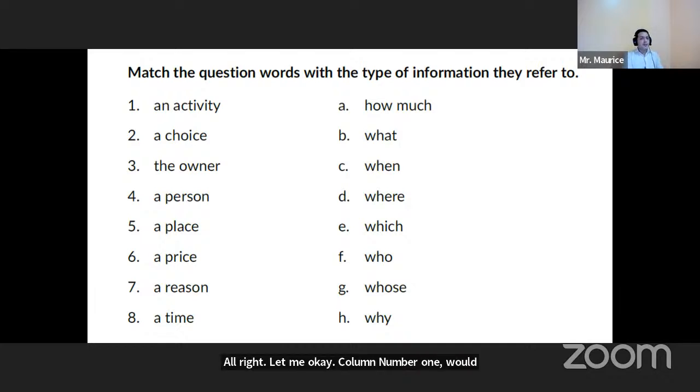En la columna número 1, pues tenemos ciertos conceptos, pero ya están un poco más compactos. Por ejemplo, una actividad, una elección, and so on. The owner, propietario, a person, a place, a price, a reason, and time. So you're going to match them up, okay? For this activity, dear students, you will have 4 minutes. Complete it, please. 4 minutes.